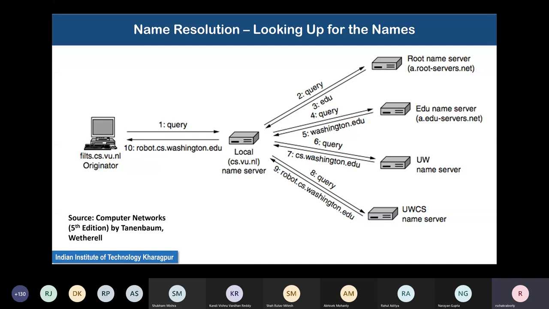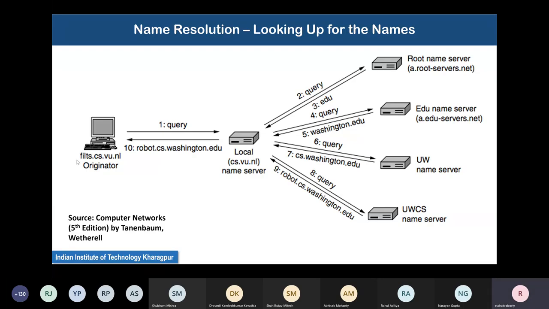It is not a one phase saying that I am requesting a connection, immediately connection starts. It is not like that. It is something like, fields.cs.vu.nl is asking start.cs.vu.nl, I am requesting a connection. Start.cs.vu.nl replies back saying, yes, I have received your connection request.